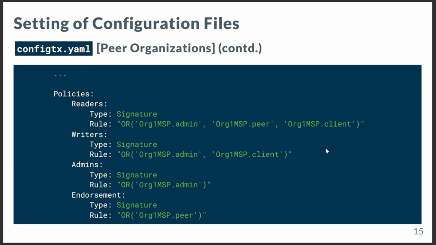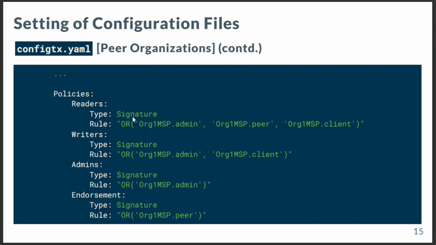Next, for the peer organization, that same configuration is continued here. It couldn't fit in one slide, so that's why. Next we have the policies. Policies is where the interesting thing happens. You see, we have readers, writers, admins, and endorsement. We mention who can read data on the organization's peers, who can write data, who can participate in the administrative processes, and endorsement, who can endorse.